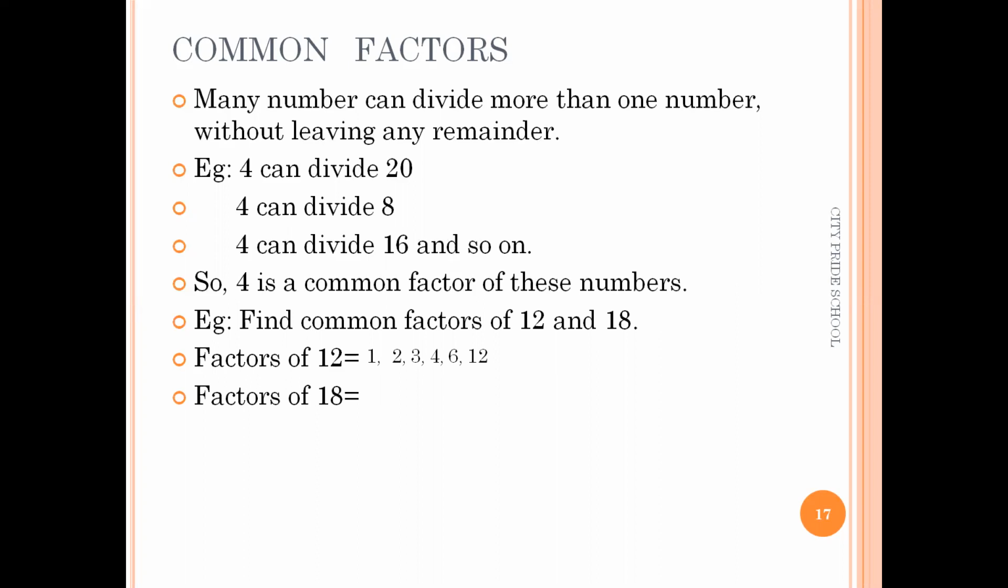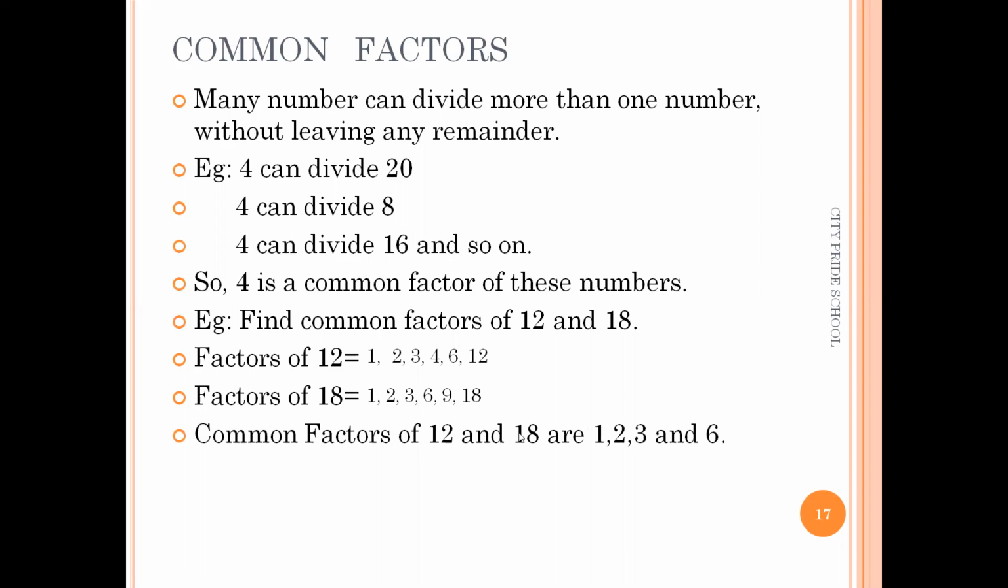Now factors of 18. First write 1, 18. Then it is an even number, so 2 9s are 18, and then 3 6s are 18. So these are the factors of 18. Now we have to find out how many common factors there are in both the numbers. So 1 is a common number, right? Common factors of 12 and 18 are: 1 is common, 2 is also common between them, 3 and 6 as well. So common factors of 12 and 18 are 1, 2, 3 and 6.